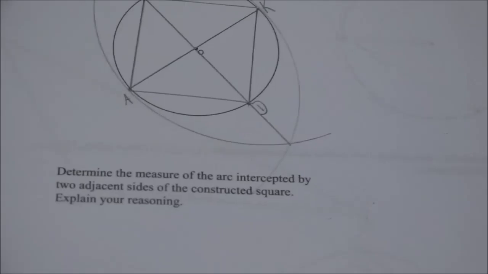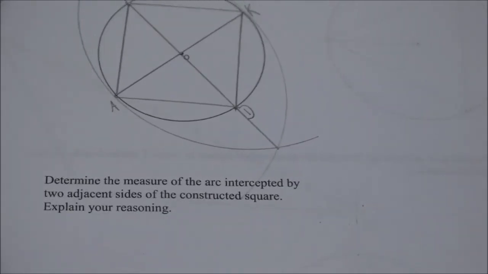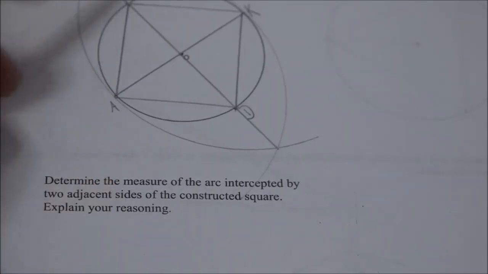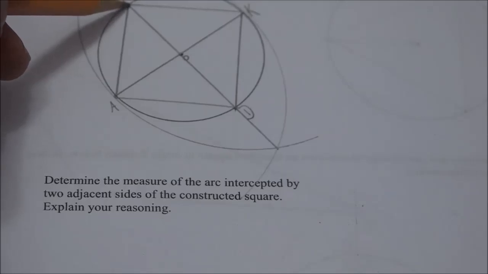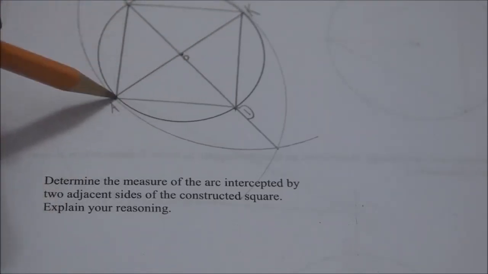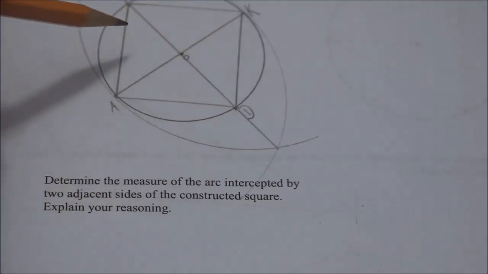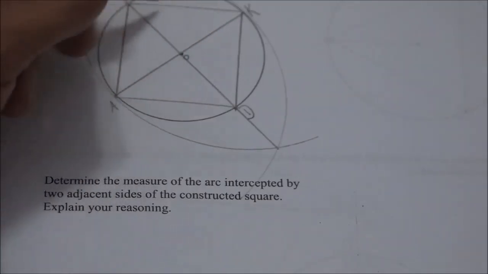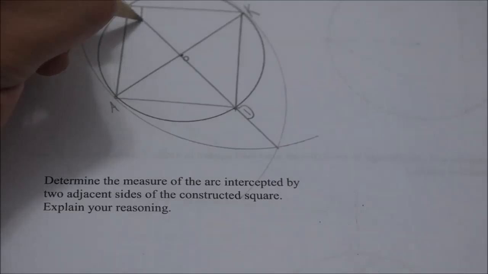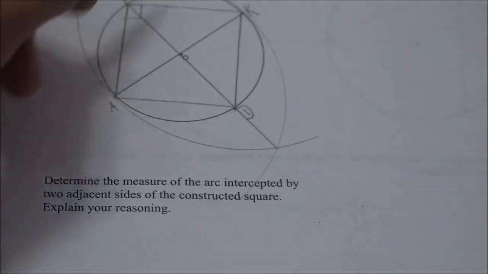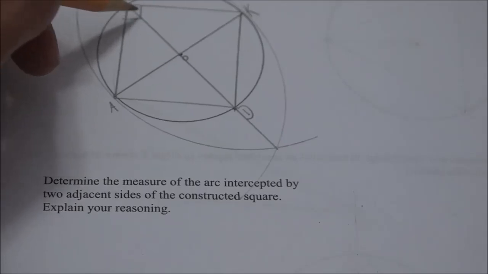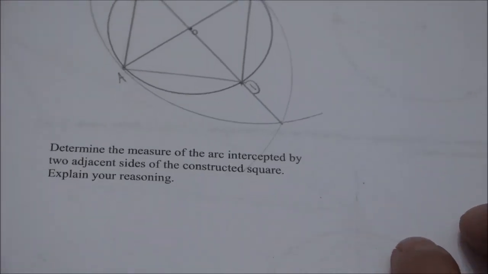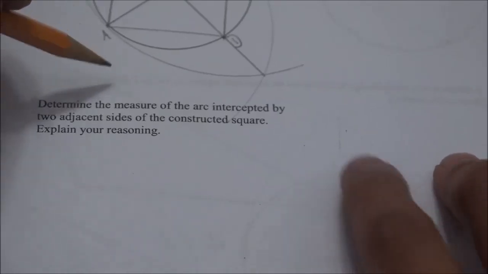Okay. So now, the next question. It says something about determine the measure of the arc intersected by the two adjacent sides of the constructed square. Explain your reasoning. All right. So look. Adjacent sides are sides that are joined by a vertex. So this is adjacent to this one, or this one with this one. Got it? Okay. So let's just take a look at these two adjacent sides. Let's say we don't know that this is 90. What they want us to do is to determine the measure of the arc.